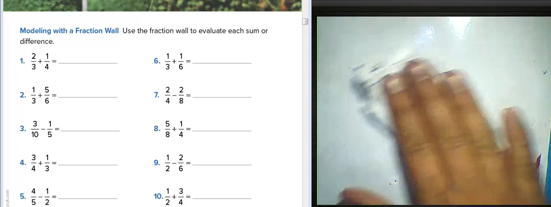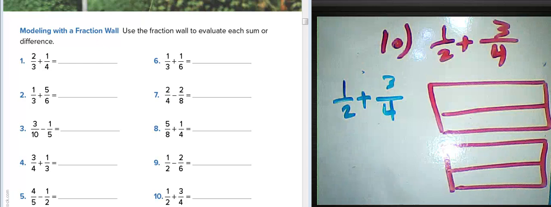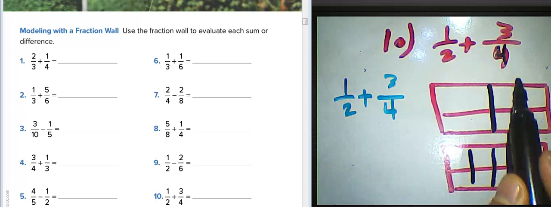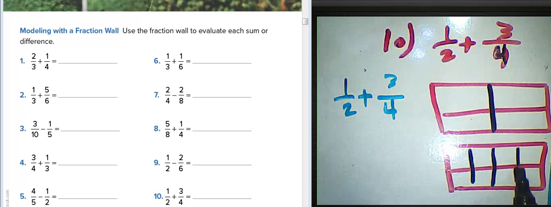And what about question number 10 here? Look at the denominators 4 and 2, the least common multiple between them is 4. So we must draw two rectangles here and divide them. The first is equal in area to half, and this part equals 3 over 4. We must divide it into 4 parts. Look at the denominator 4, so we divide it into 4 parts. 1, 2, 3, 4, it's 4 parts.